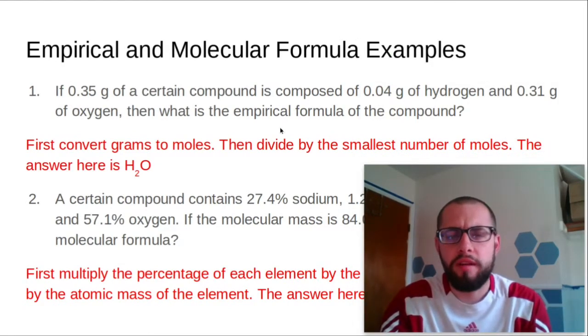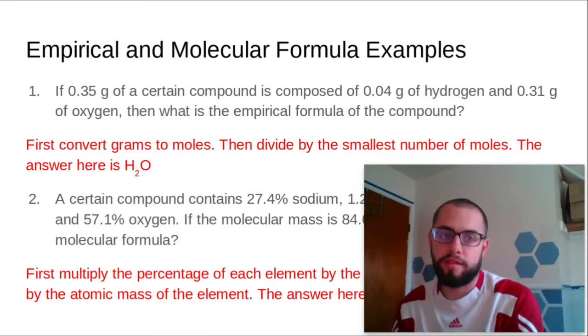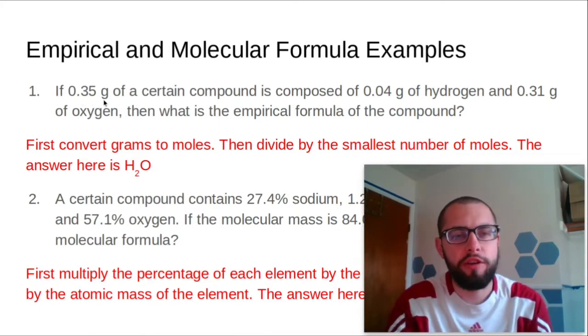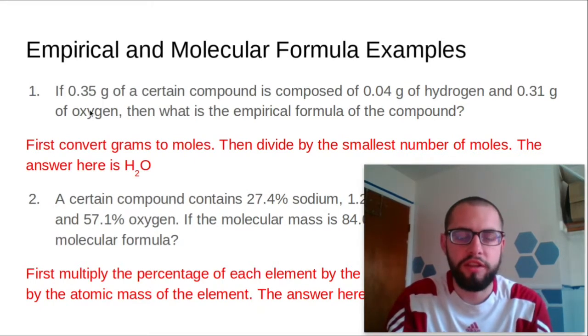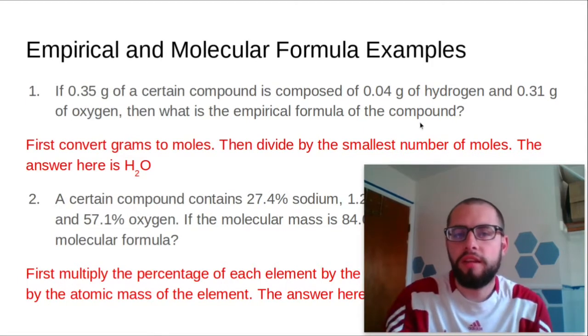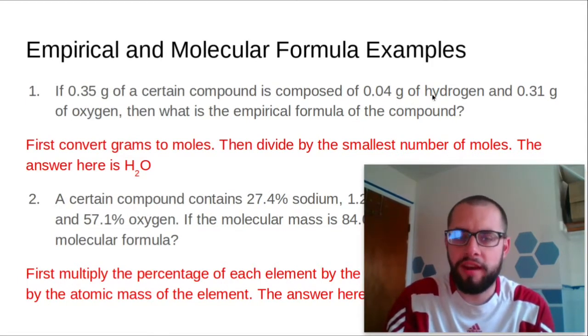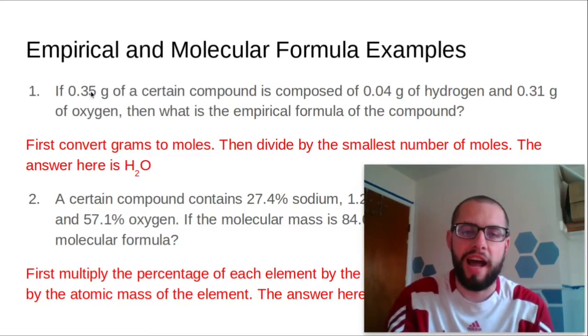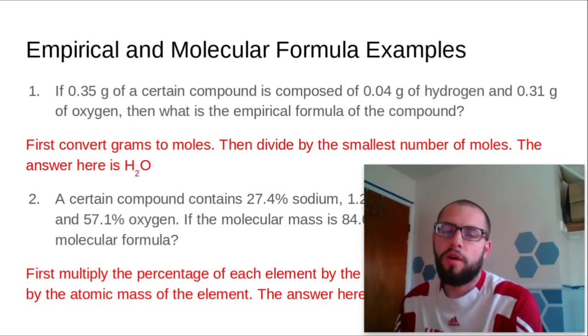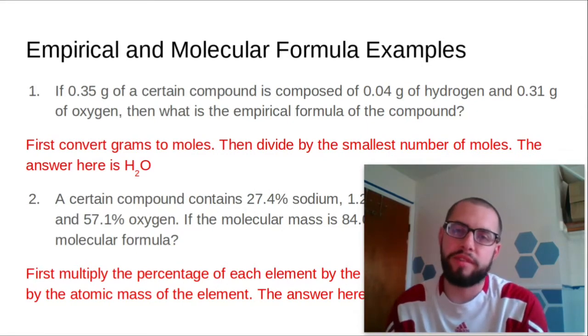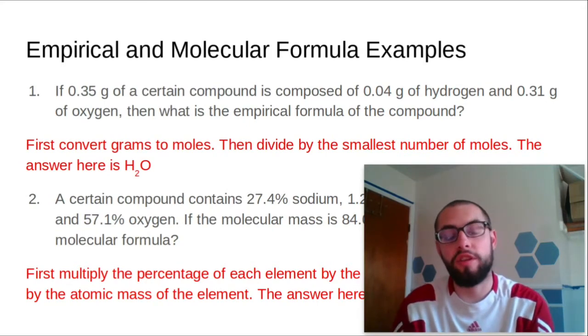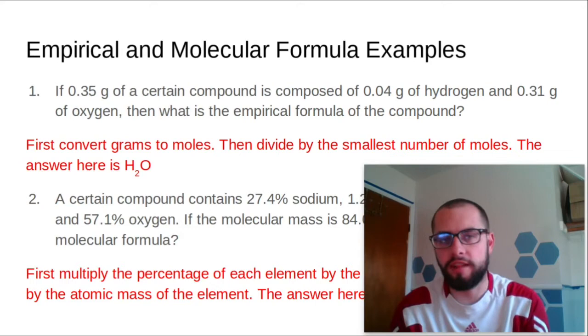So this first problem, it gives me grams. I know that I have 0.35 grams of this compound. So this is the total compound, 0.35 grams. 0.04 grams of that is composed of hydrogen. And then the rest of it is composed of oxygen. What is the empirical formula of the compound? So I'm starting with grams this time. I'm going to convert those grams into moles. I can do this with algebra or dimensional analysis.